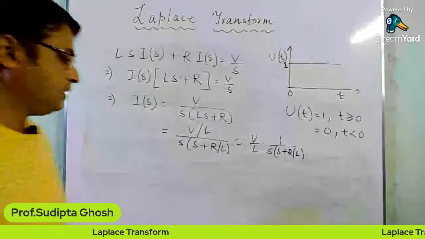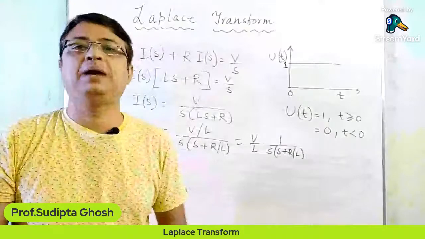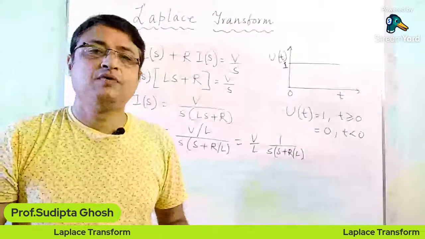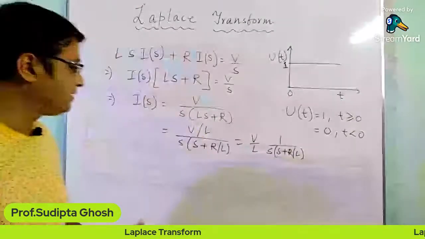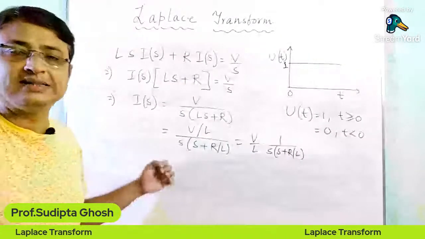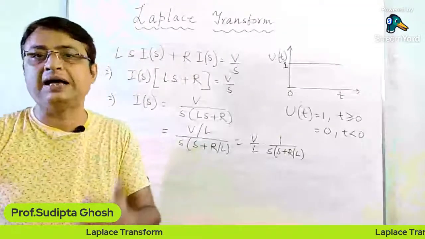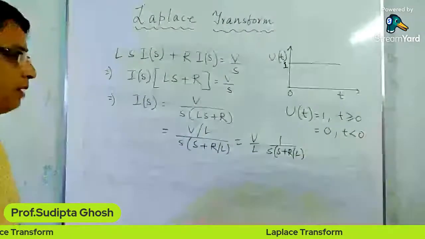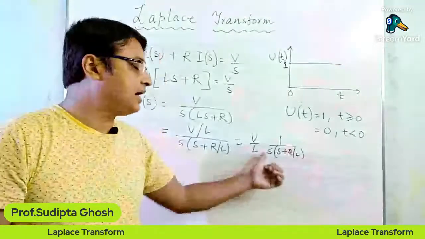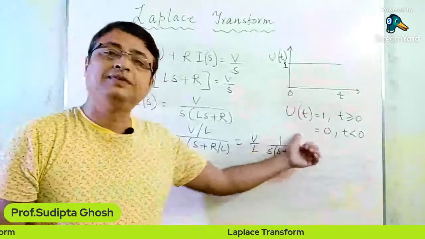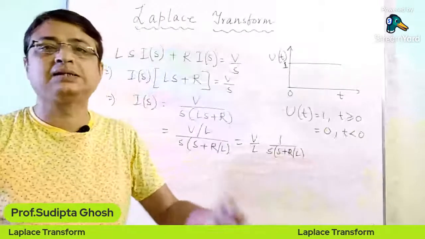Okay. So now the last step remains: we are ready to apply the inverse Laplace transform, and when we apply it we will get the value of IT. But here is one problem: as you can see, we can't directly find the inverse Laplace transformation of this particular value, 1 by S into S plus R by L.